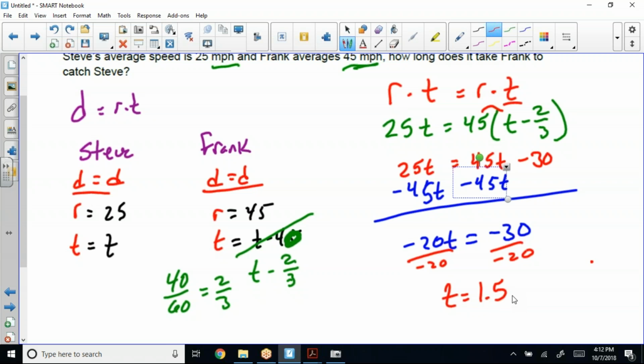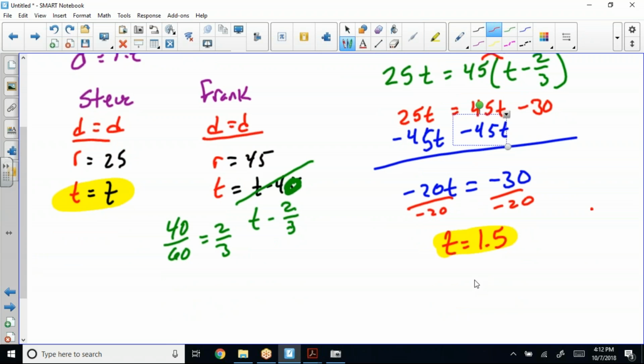1.5, right? 3 divided by 2 is 1.5. So the overall time is 1.5 hours, right? Because that's Steve's time. That's T, right? So that's T, and this is T. So it's Steve's time. Now, Frank, well, to make life a little bit easier, guys, we can convert the hours back into minutes and subtract 40, right? So it'd be a little bit easier to look at.